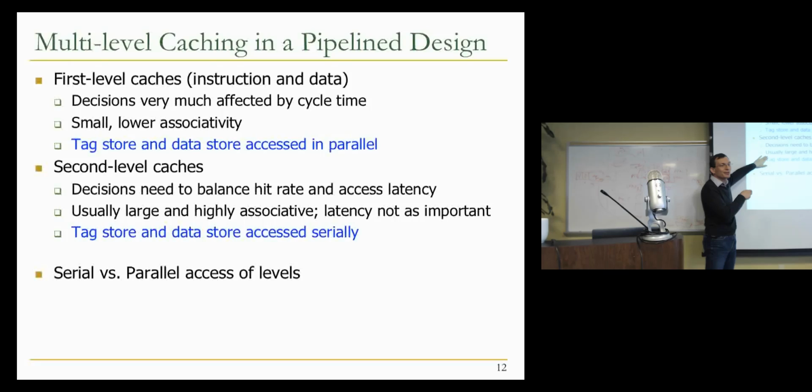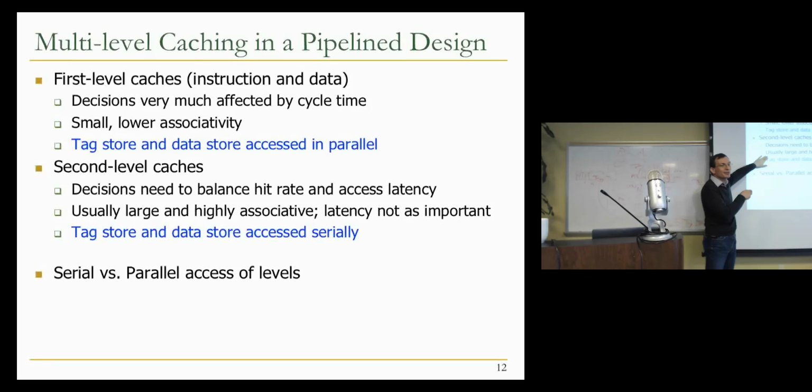Instead, if you access it serially, you first determine whether it's a hit or miss. And once you determine it's a miss, you don't access the data store. If you determine it's a hit, you know exactly which way it hit, and you can power up only that way, if you will, in the set. You don't need to power up the entire set. So even the hits are much more energy efficient if you access the tag store and the data store serially. Make sense?